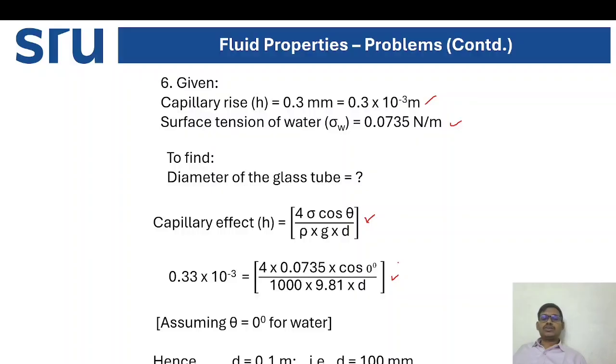Assuming theta is equal to 0 degrees for water, then we can find from this, D is equal to 0.1 meters, that is D is equal to 100 mm.